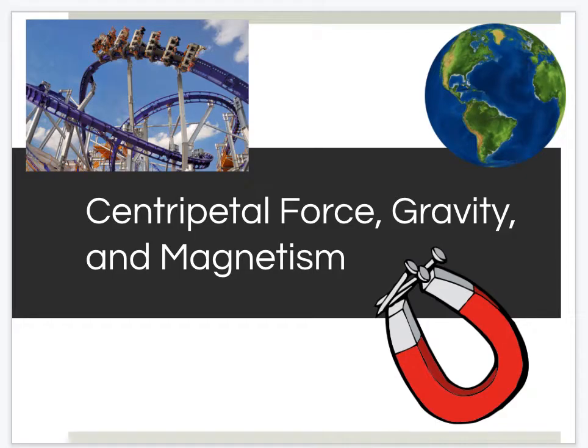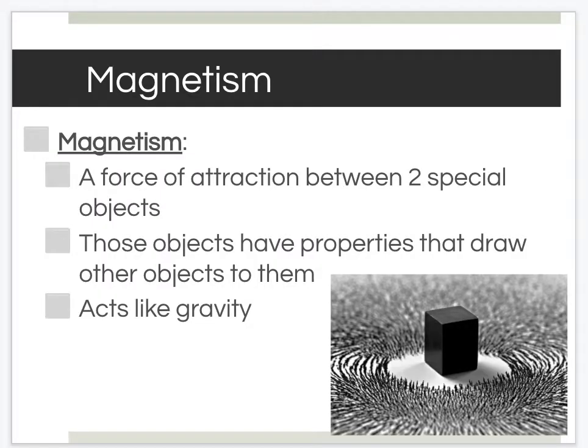Notes are on centripetal force, gravity, and magnetism. Magnetism is a force of attraction between two special objects. Those objects have properties that draw other objects to them, and this force acts like gravity. Magnetism is a force you can't see.